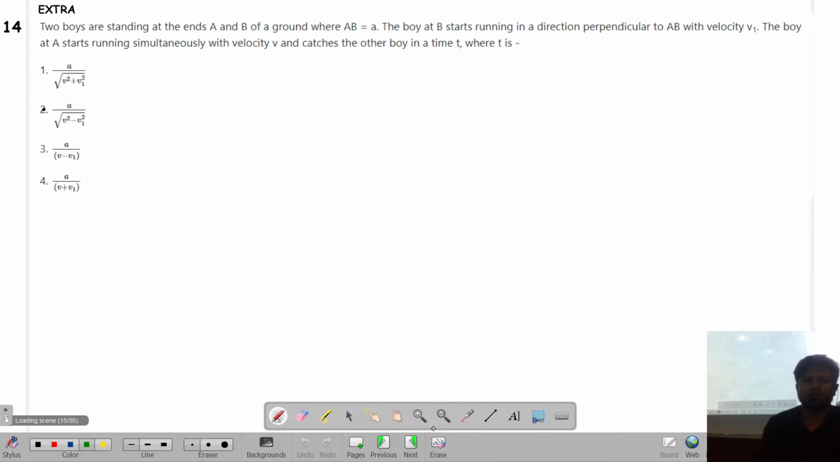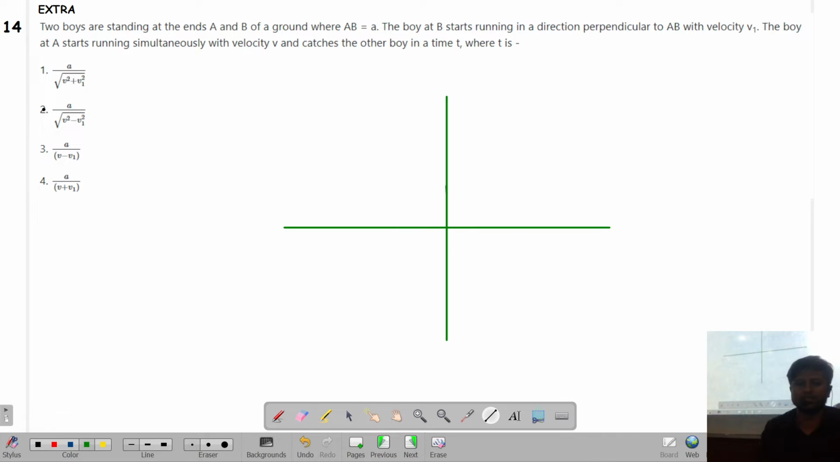Question number 14. Look over here. Extra question is there. What it is saying? Two boys are standing at the ends A and B of a ground where AB is equal to A. So again, whenever you get the relative velocity concept, what you need to draw? Cartesian components. Draw the Cartesian plane first. Let's suppose this is my A and this is my B. The distance between A and B is how much? A. Got it or not?